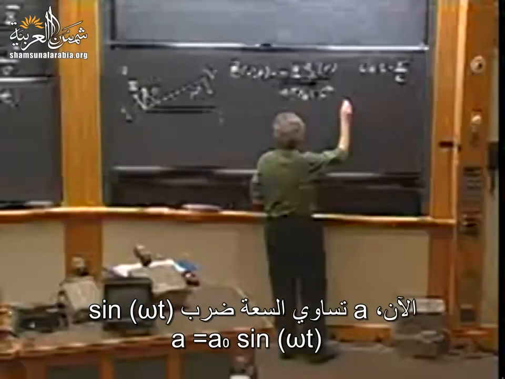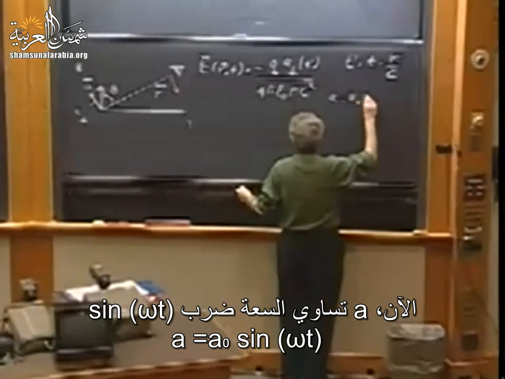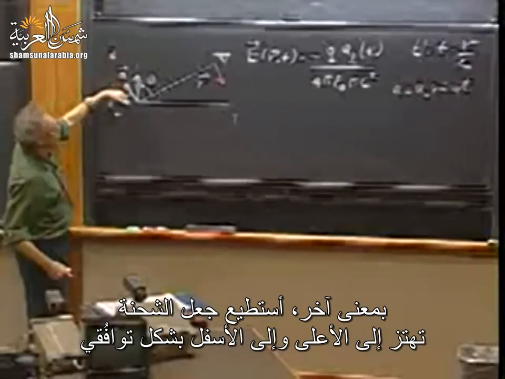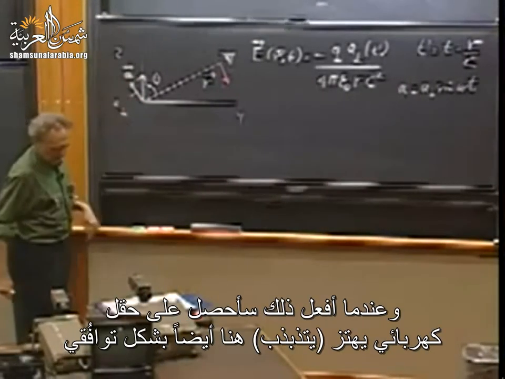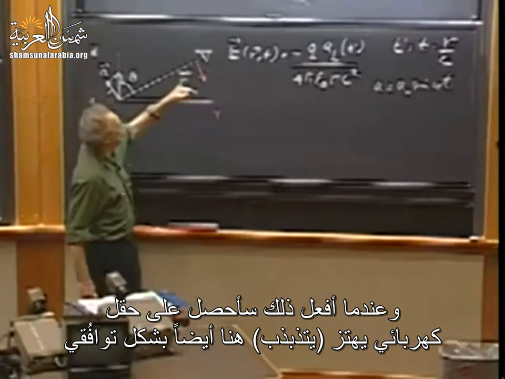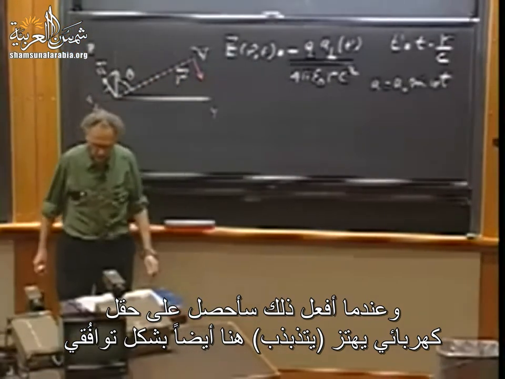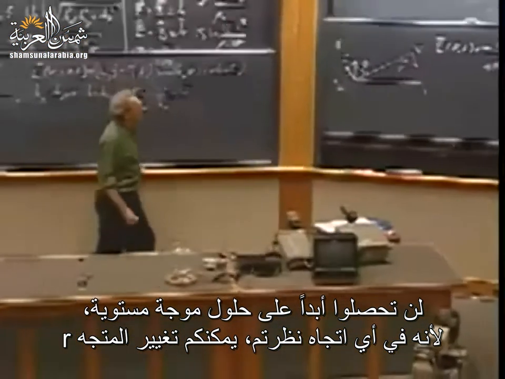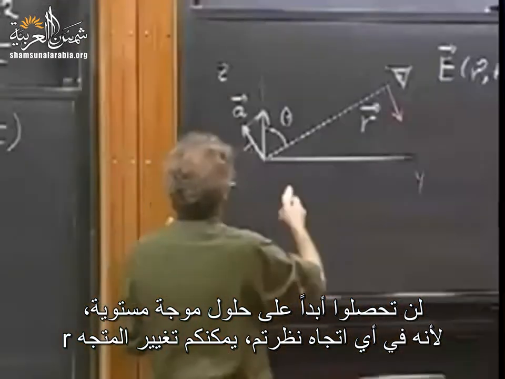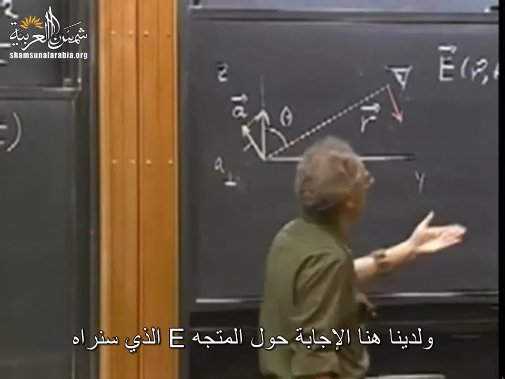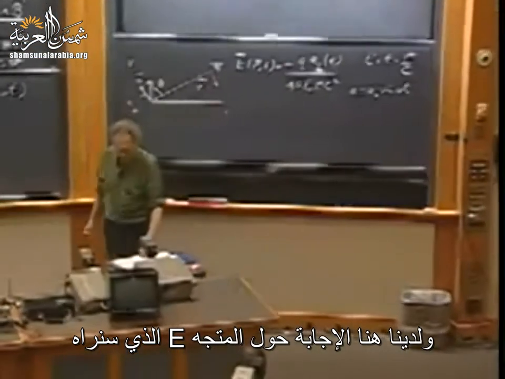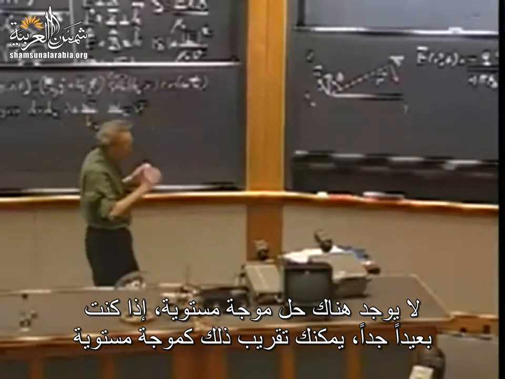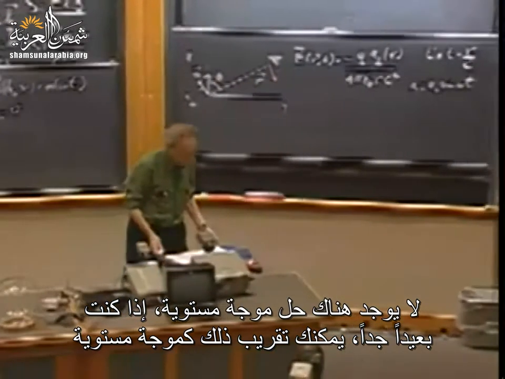Now a can easily be some amplitude times the sine of omega t. In other words, I can oscillate this one up and down harmonically. Clearly, when I do that, I will get an electric field that will also oscillate harmonically. You really do not get plane wave solutions, because in any direction that you look, you can change the r vector, and you have here the answer, which you see, the E vector. So there is really no such thing as a plane wave solution. If you're far away, you can probably approximate it by a plane wave.